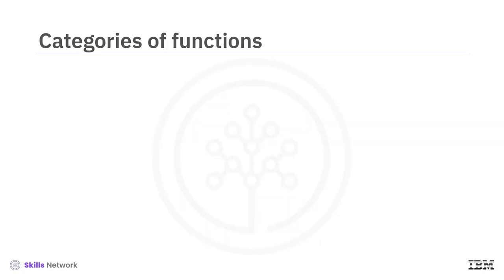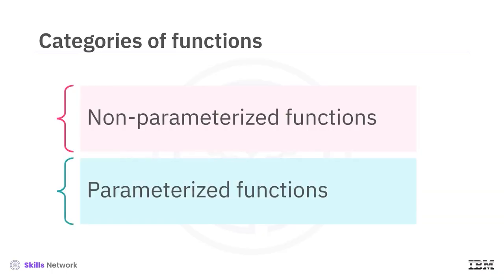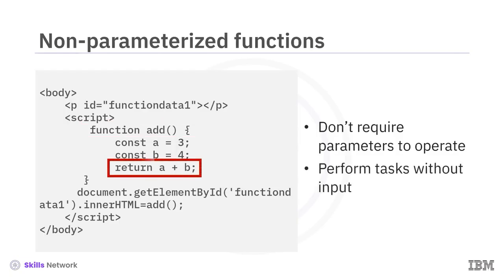In JavaScript, functions can be categorized into two main types based on their parameters, inputs: non-parameterized functions and parameterized functions. Let's explore each in detail. Non-parameterized functions do not require any parameters to operate. They can perform their tasks without receiving any specific input values. Non-parameterized functions are often used for tasks that rely solely on their internal logic or external factors.